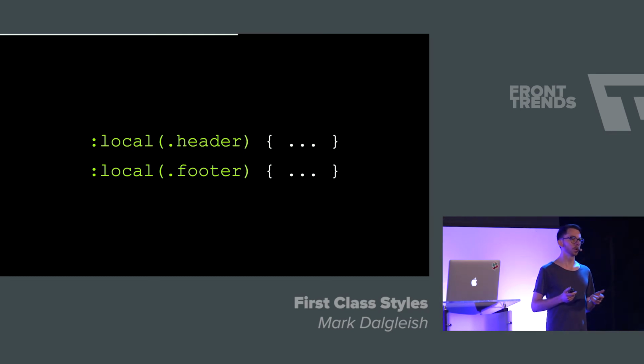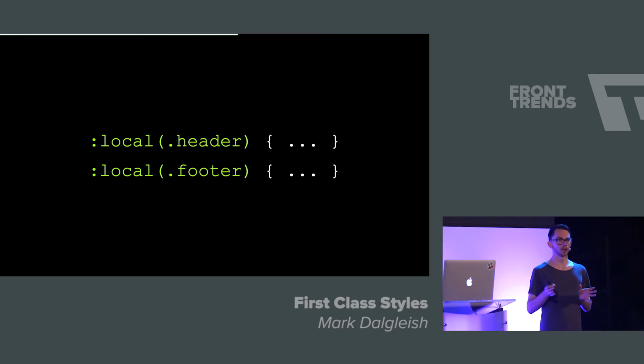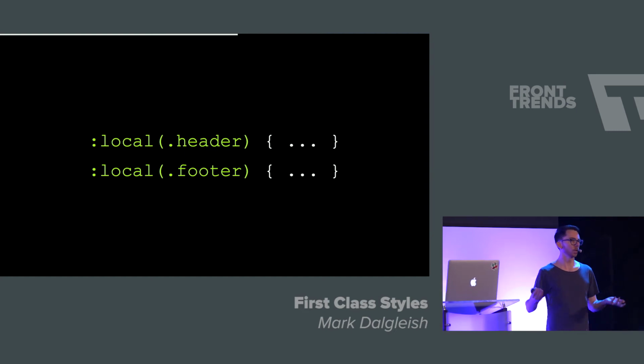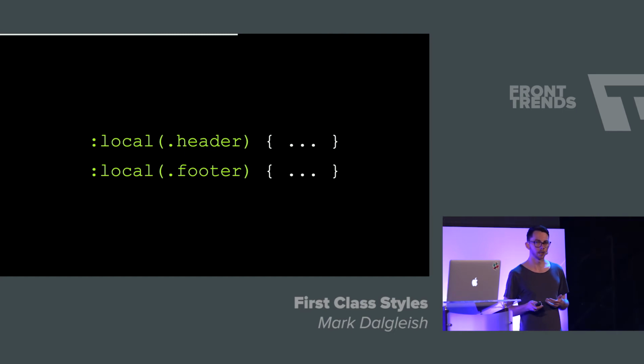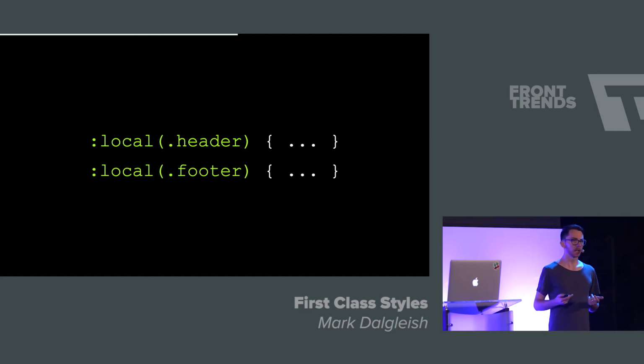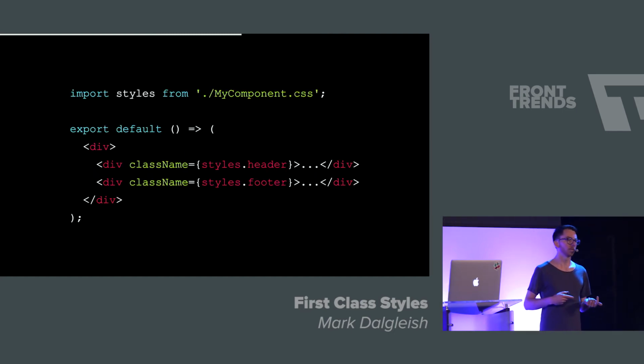You'd put :local brackets, wrap it around the selector. So here we've got a local header class and a local footer class. But what does local mean? How does this all tie together? To get a better understanding of that, let's jump back to our JavaScript file.